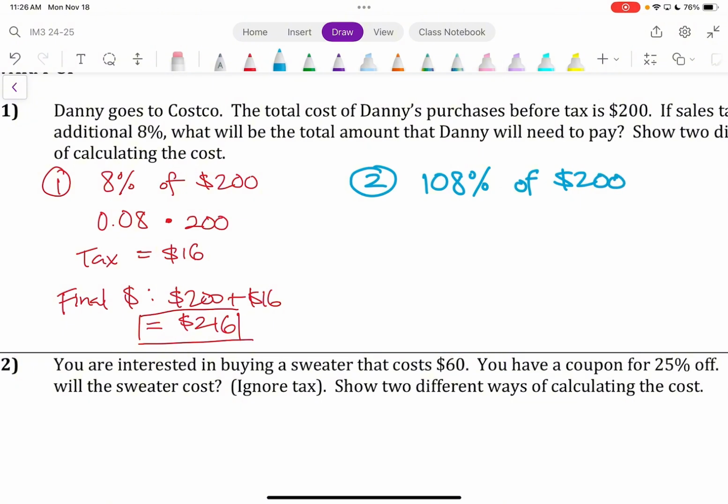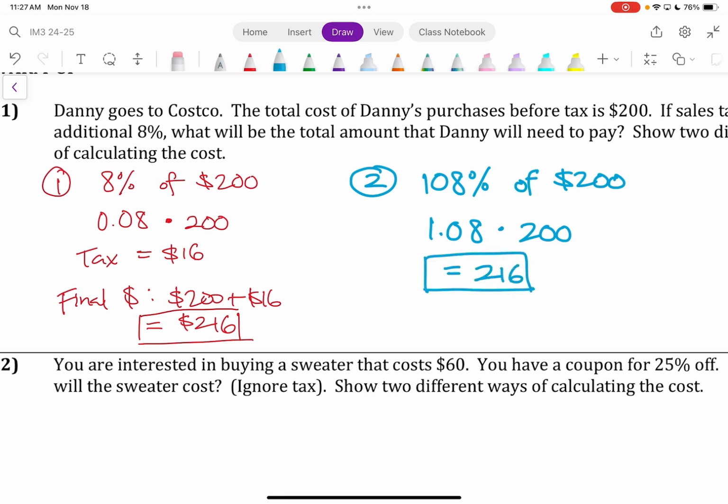This is the second approach. 108% of $200, because this is the final amount. It's 100% of the amount you're paying, which is the 200, plus the 8% that represents the tax. So you convert this to 1.08. 1.08 times 200 gets you 216.